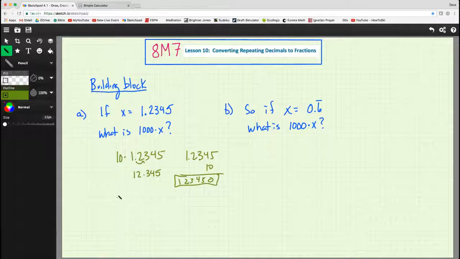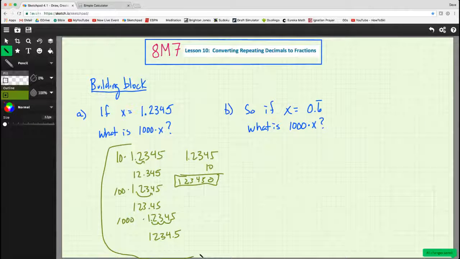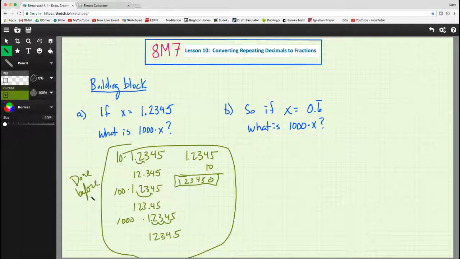And there we go, 12.345. And then similarly, 100 times 1.2345 is equal to 123.45. You just move the decimal 2. And 1,000 times 1.2345 is equal to moving the decimal 3 times. So you get 1,234.5. And this is all stuff we've done before, in other lessons, well before this one.